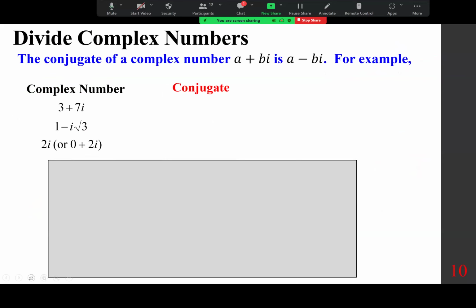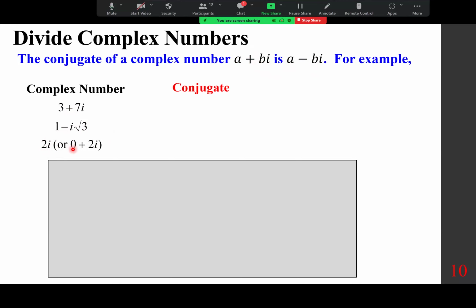Divide complex numbers. The conjugate of a complex number a plus bi is a minus bi. So in short, if you change the sign of one of these two, it becomes the conjugate. Normally we do it for the second one. If you change both signs, it becomes the opposite, but this is the conjugate. For example, 3 plus 7i, the conjugate is 3 minus 7i. 1 minus square root of 3 i is 1 plus square root of 3 i.